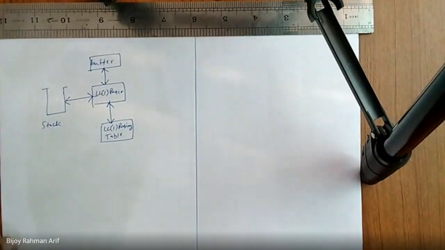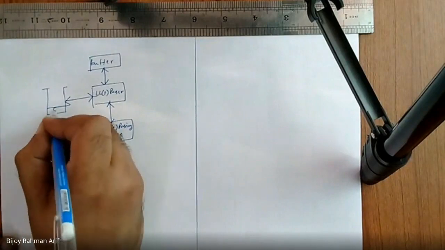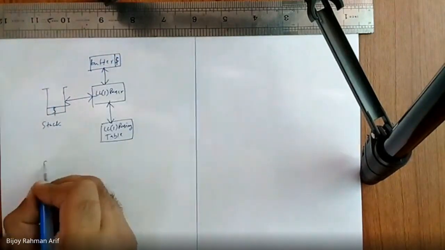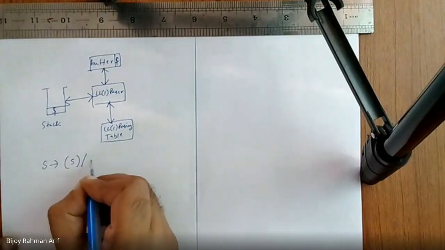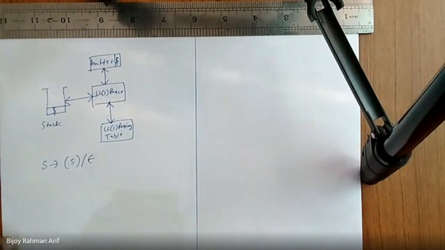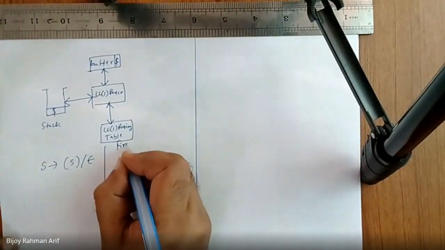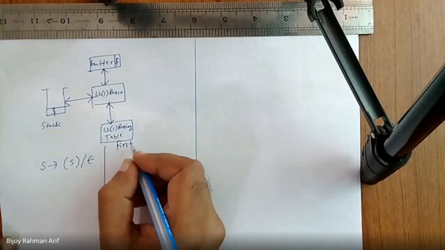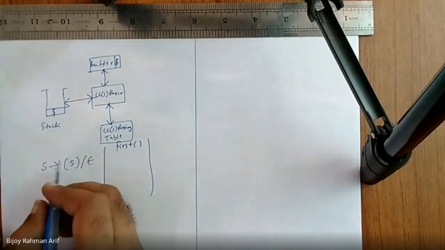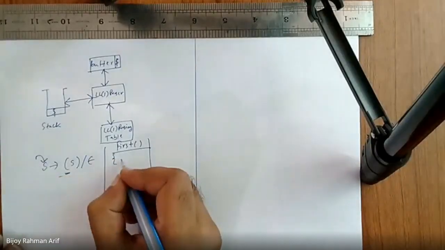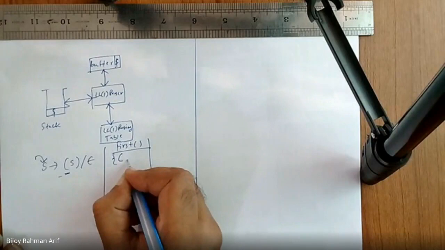Let's take a very simple example first, then we are going to complicate it. Let's take this one, S goes to (S) S or epsilon. So what would be my first task for generating the LL1 parsing table? Finding first and follow. What would be the first of S? Open parenthesis. And remember, epsilon is also included, so open parenthesis and epsilon.